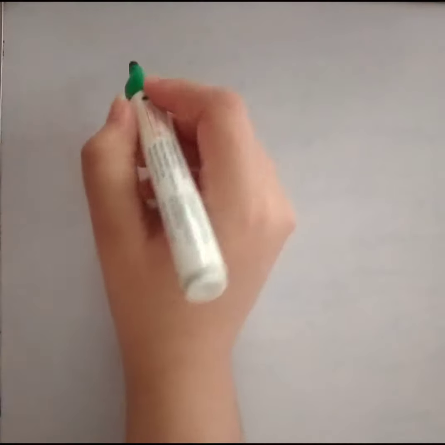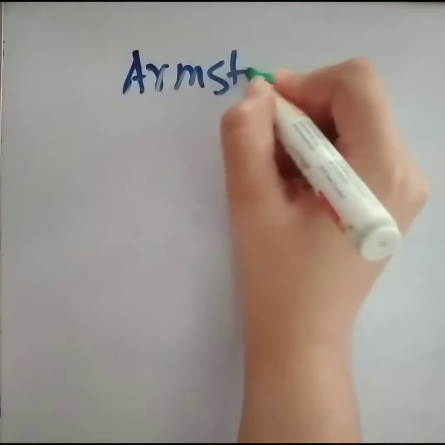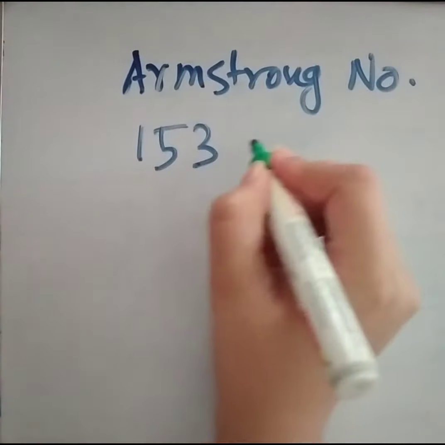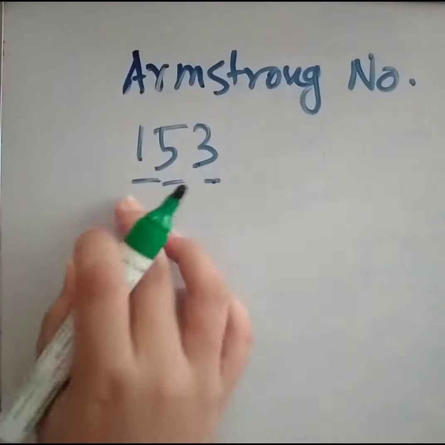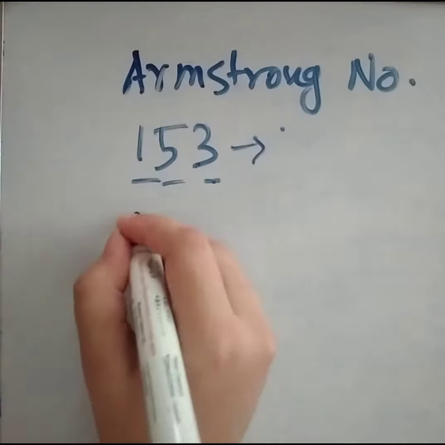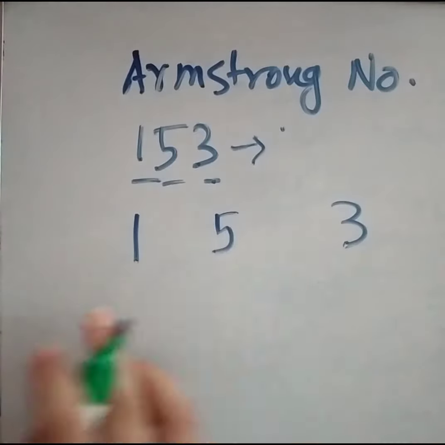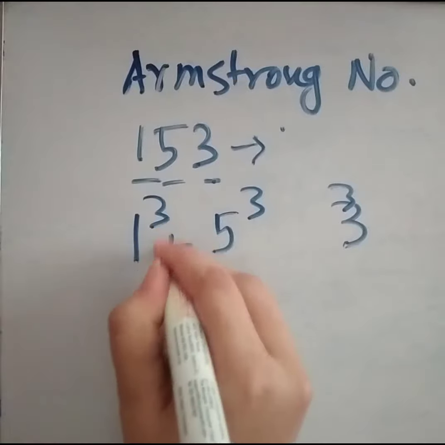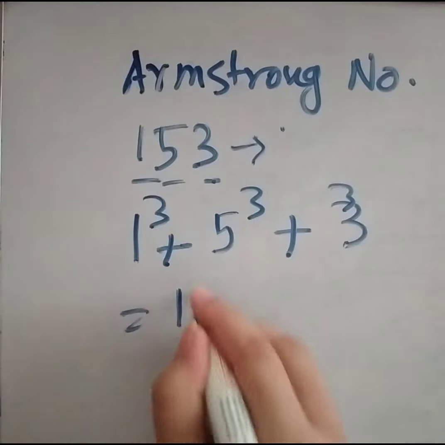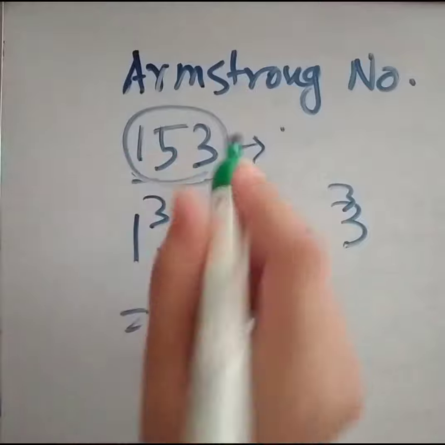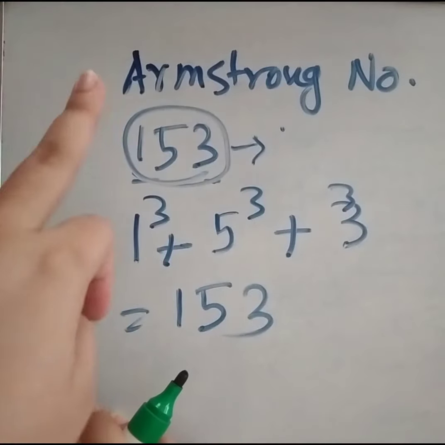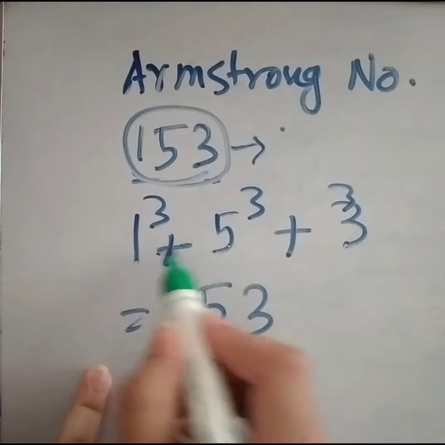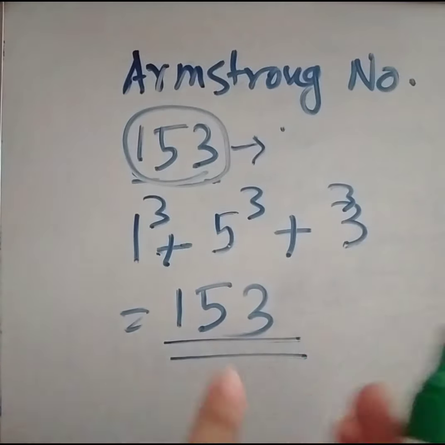First of all, you need to know what an Armstrong number is. Let's give an example, say 153. We'll take each individual digit of this number: 1, 5 and 3. We'll cube each individual digit and add up the results. We'll get 153 again. This is why 153 is called an Armstrong number, because whenever we cube each individual digit and sum it up, we get the number back again. So this is what an Armstrong number is.